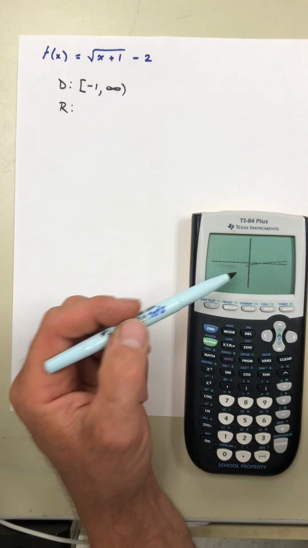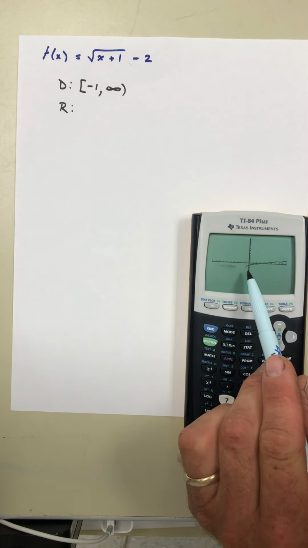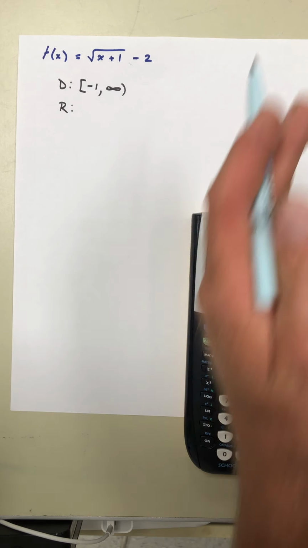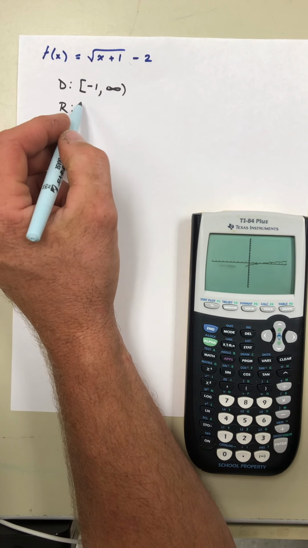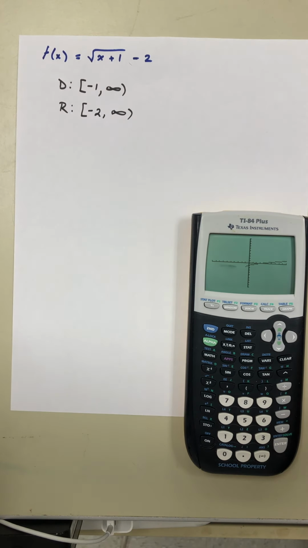So the range then, our y values, we're going to start here at -2 and we're going to continue up. It's continuing up ever so slightly, but eventually it will go all the way up. So our range in this case is going to be -2 to infinity. Again, we use the brackets to show that we can include it, it can touch. The parentheses show that we cannot touch or it's exclusive.